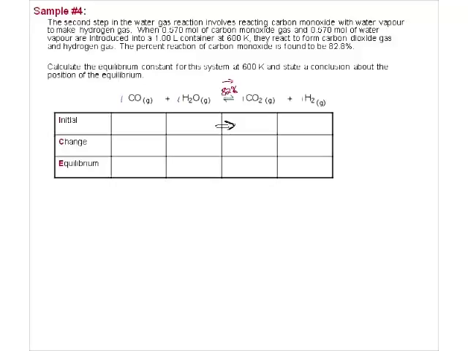We want to calculate the equilibrium constant and state a conclusion. All right. Well, the very first thing we need to do, of course, is calculate our concentrations. So C equals N over V for the carbon monoxide and the water vapor.